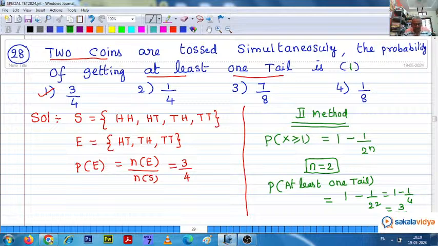I hope you might have got the idea. Not only for two coins, I have explained, it may be extended to three coins, four coins, five coins, six coins, even 100 coins also. You can solve this question using the second method.